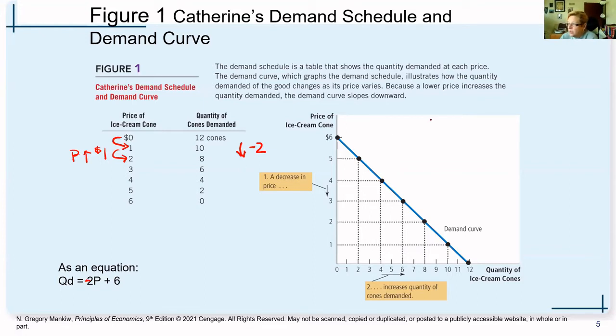Okay, so we can graph it. So that's another way to look at it. So we have a table, we have a graph, and we have an equation. Those are the 3 ways that we can look at demand. Again, remember, if you're going to say something about this, as the price increases, the quantity demanded decreases, all else held constant, or other things equal.